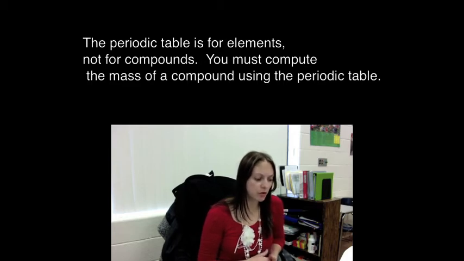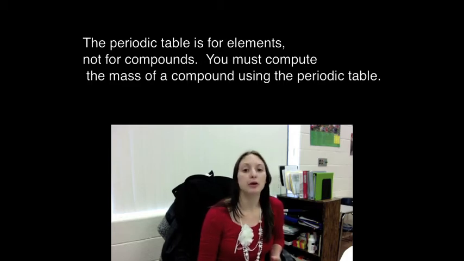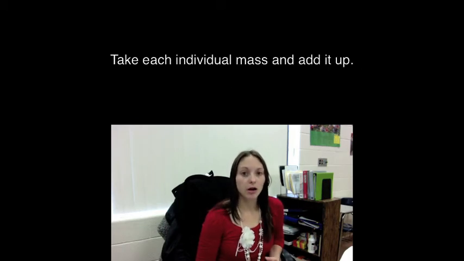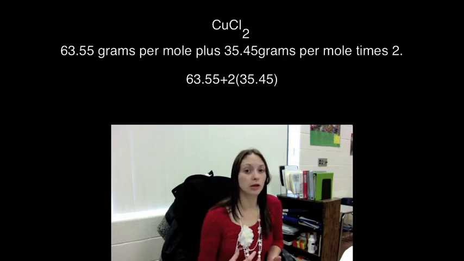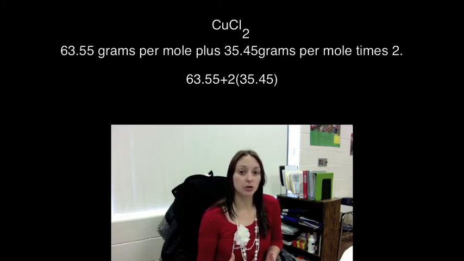What I'm going to do is find the molar mass of the compound. And what you do there is you take each individual mass and you add them up for a total. So if I have copper and chlorine, I'll look up copper and I'll add it to the chlorine. Now if I have, for example, CuCl2, which is copper chloride, I have 2 chlorines. So I have to multiply that chlorine number, that 35.45, times 2. Subscripts tell you how many of them you have. If I have more than one, I've got to multiply that mass by more than one.